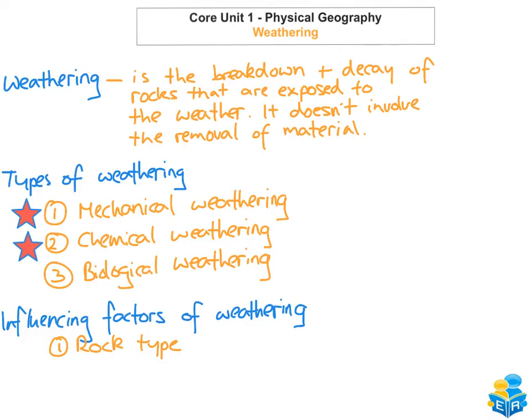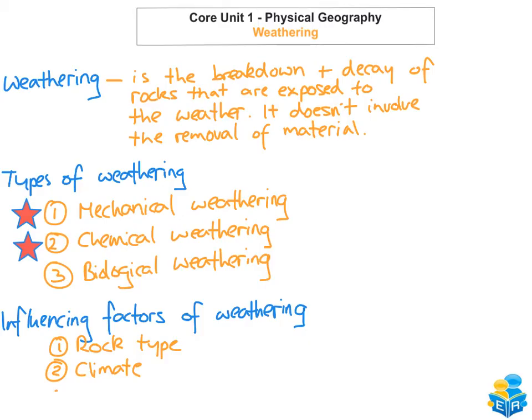The second factor that influences weathering is climate. So, climate decides which type of weathering will be more active and the speed it takes place at.